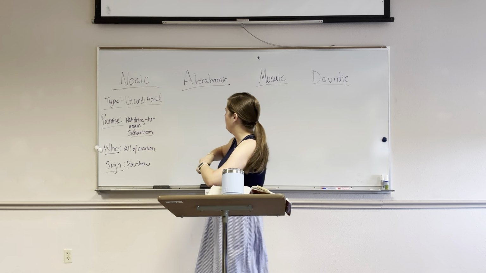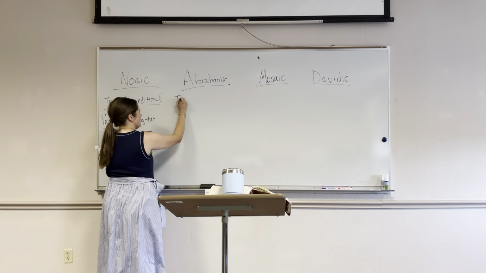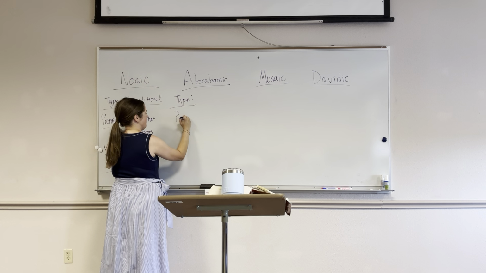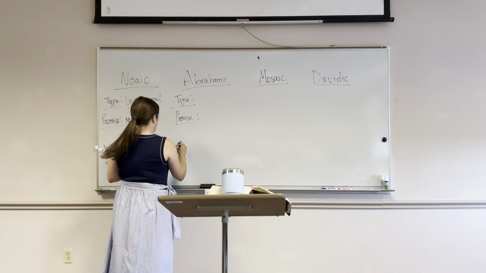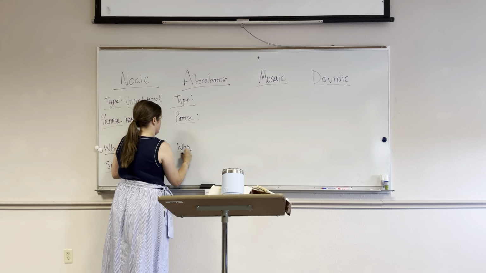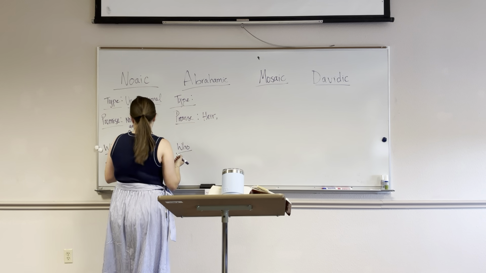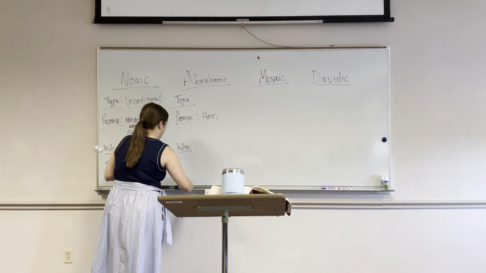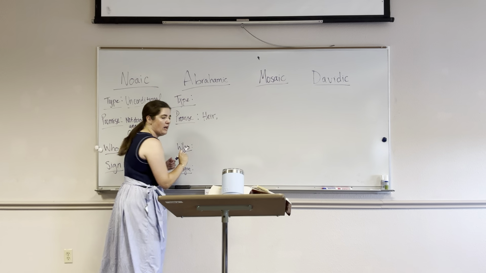So let's try to go through some of our categories again. What we have is type. What is the promise? We'll start there. What is the promise made to Abram? He will have his own heir. Yes. So he'll have an heir. What else? What else is promised to Abram?